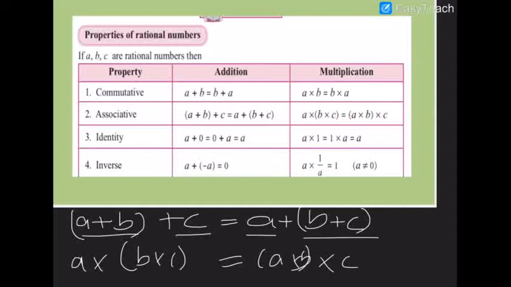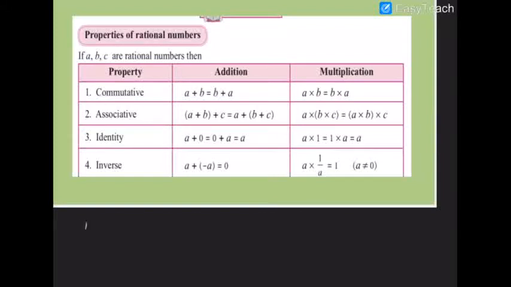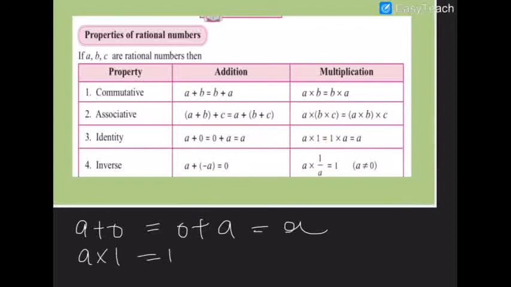And the third one is the identity property. What is the identity property? A plus 0 is equal to 0 plus A is equal to A. And the same for multiplication. In addition, the identity is 0, and in multiplication, the identity is 1. A into 1 is equal to 1 into A is equal to A. These two are the identity property. You can see here the identity property of addition and identity property of multiplication for rational numbers.